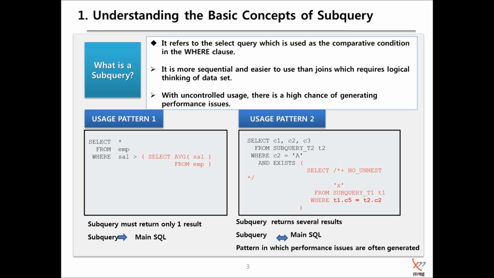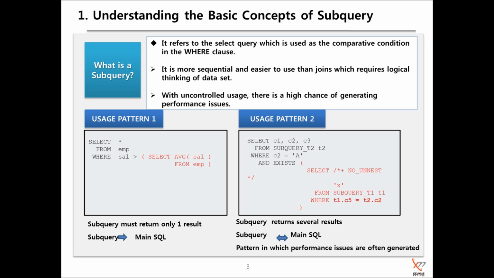Subquery uses two major patterns. Like pattern 1, the subquery returns only a single row. If the subquery returns two or more rows, then it will generate an error. The main SQL is processed with the values returned by the subquery to complete its search conditions.